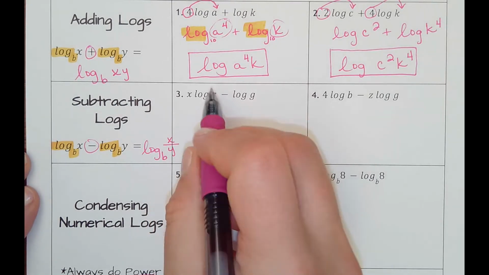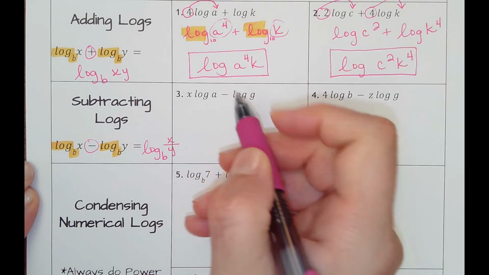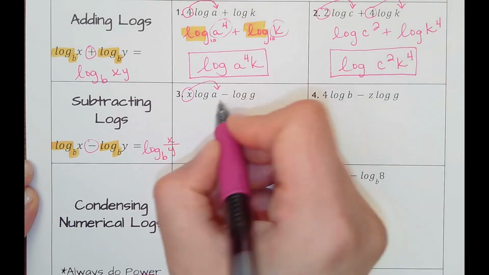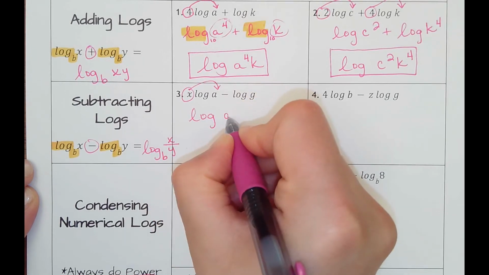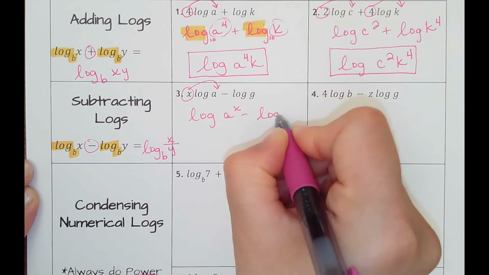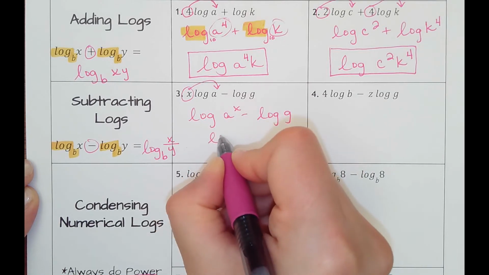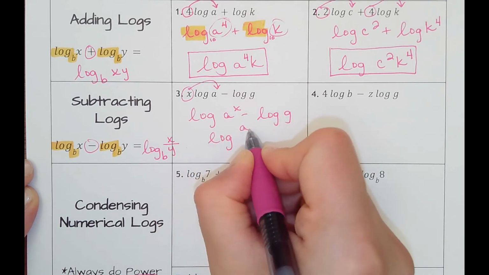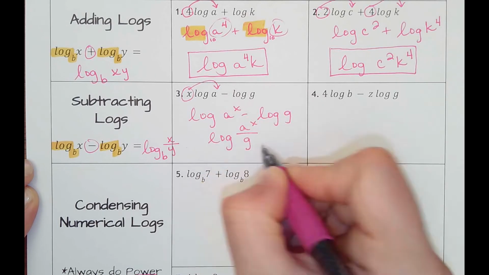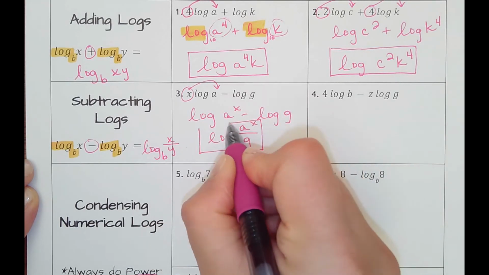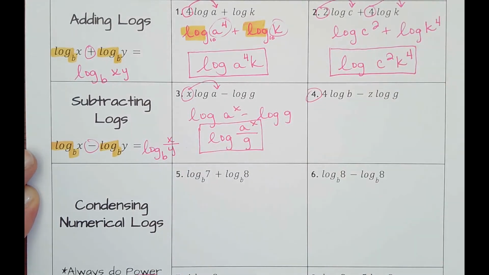On number 3, I've got x times log of a minus log of g. This x first needs to be brought as a power. It'll be log of a to the x power minus log of g. And then since I am subtracting here, I'm going to combine this into a single log with a to the x power being divided by g. Go ahead and pause and try number 4.